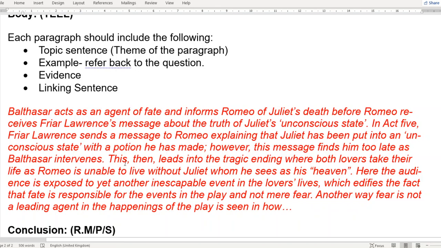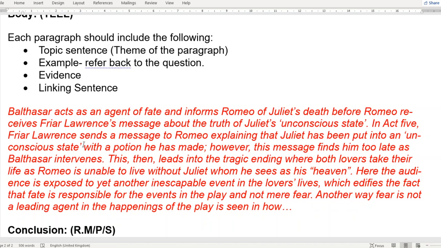In Act 5, Friar Lawrence sends a message to Romeo explaining that Juliet has been put into an 'unconscious state' with a potion he has made. Please note that I'm putting these single inverted commas not because I'm quoting from the play, but because I am hinting at the fact that it is an unconscious state, which is neither conscious nor death. So it's this temporal place that she's been placed in, where she's not dead, she's still of this world, but not in this world, if you understand.